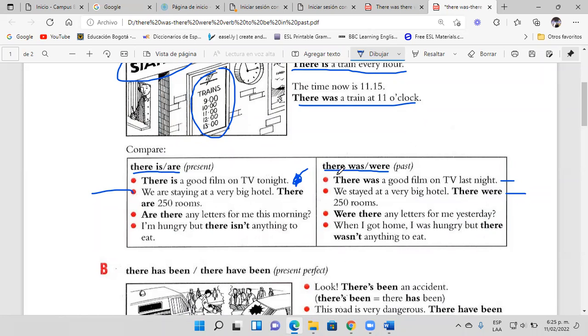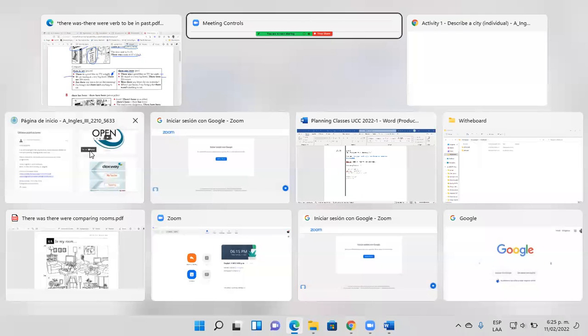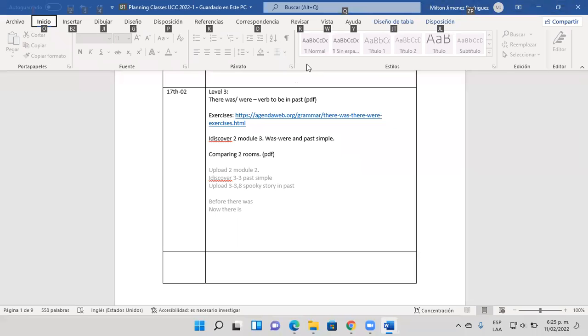Entonces, there is y there was es para una cosa. There are and there were es para varias cosas. Okay? Just try to practice this. Let me see if I can show you something to practice.